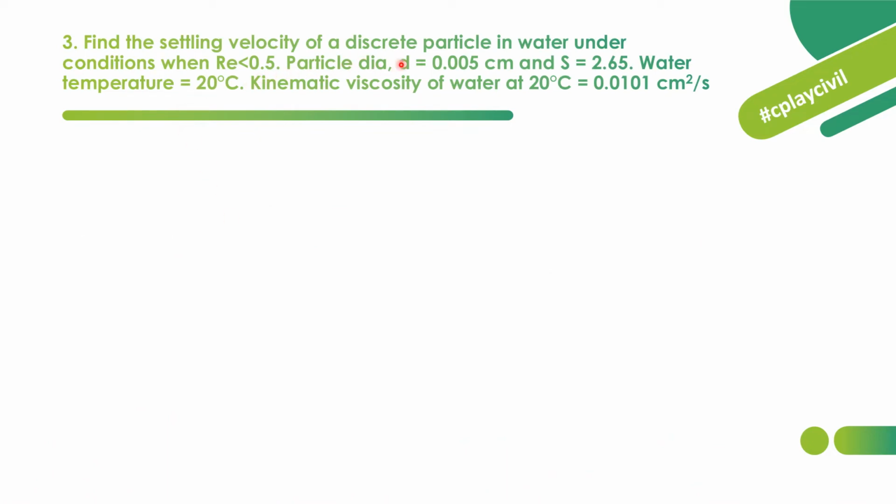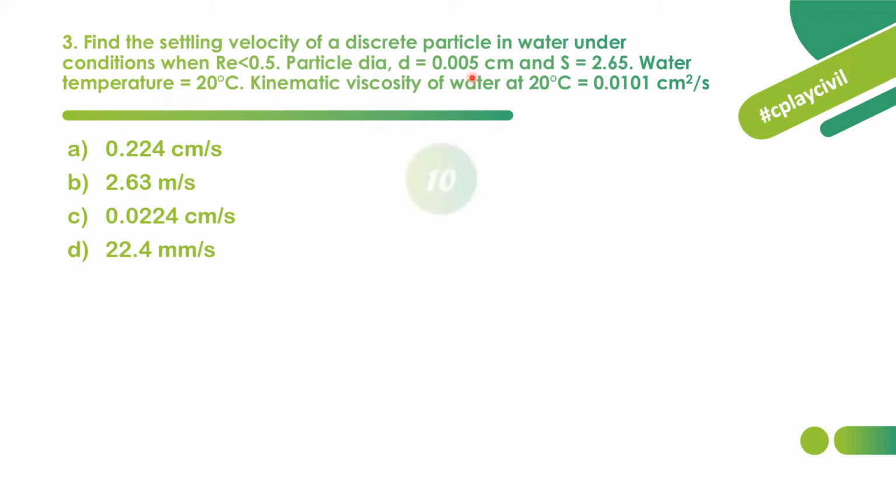Find the settling velocity of a discrete particle in water under the condition that the Reynolds number is less than 0.5. They have given some data regarding the particle: the particle diameter is 0.005 centimeter and the specific gravity is 2.65. The temperature of water is maintained at 20 degrees Celsius. The kinematic viscosity of water at 20 degrees Celsius is 0.0101 centimeter square per second.